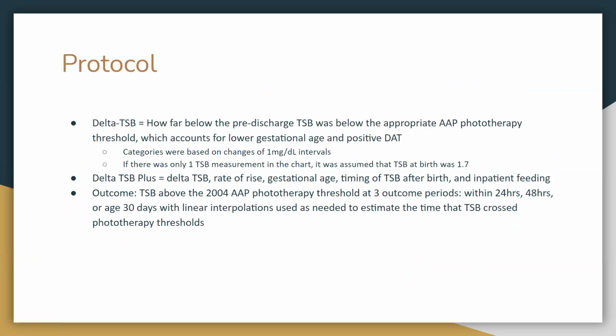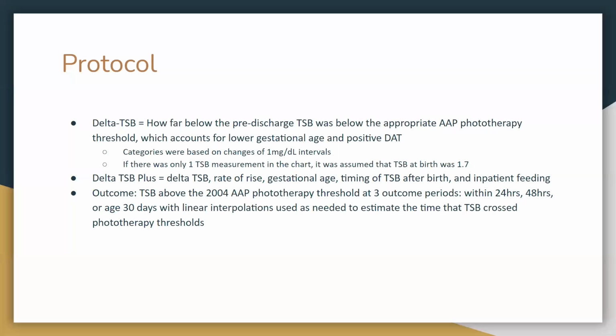So here's the protocol. They created two different models. The first model is called the delta TSB, and that is essentially the difference between the bilirubin at discharge and what the AAP phototherapy threshold was for them, accounting for both gestational age and positive DAT. And then they broke these down into categories of 1 milligram per deciliter intervals. So they start from 0 to -1, -1 to -2, -2 to -3, et cetera, all the way to -7.